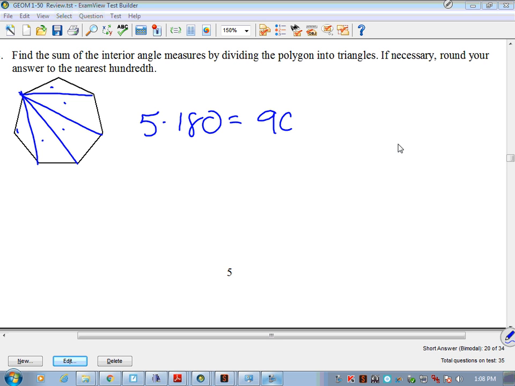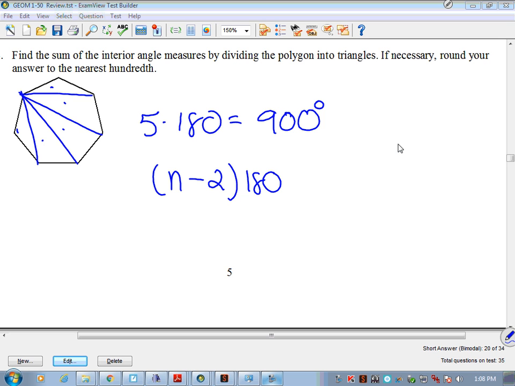900 degrees. Would we have even needed to see the picture to find that out? Would you have a formula, right? Actually, we would need the number of sides. That's n minus 2 times 180, which is going to give you the sum of the interior degrees.